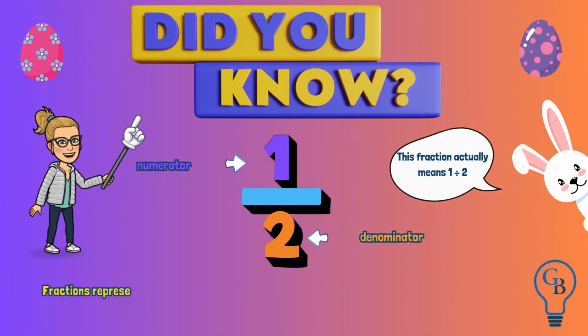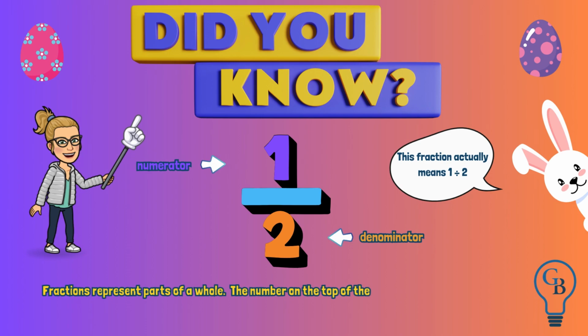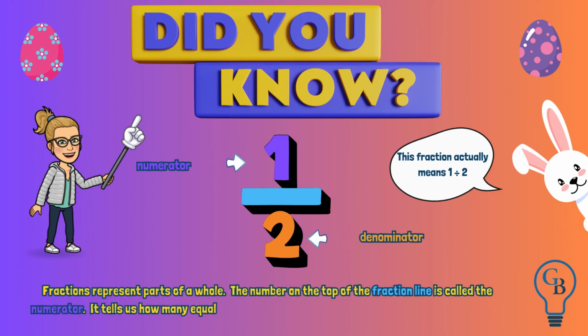We know that fractions represent parts of a whole. The number on the top of the fraction line is called the numerator. It tells us how many equal parts of the whole are taken. The number below the line is called the denominator. It tells us the total number of equal parts the whole has been divided into.